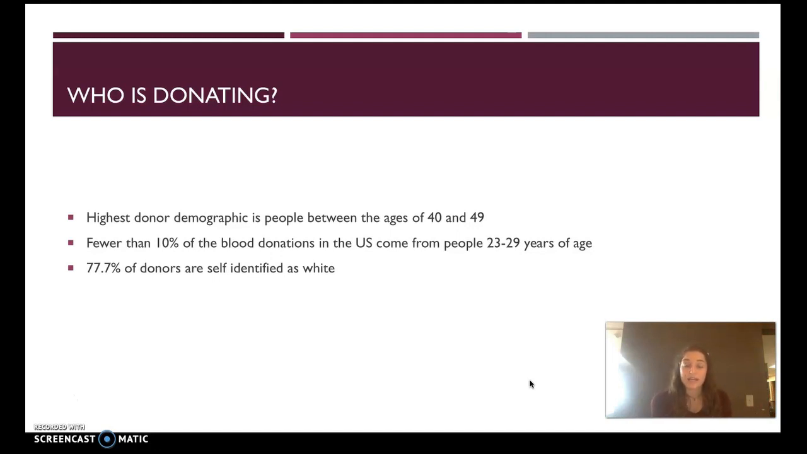Also, there is a race and ethnicity inconsistency with donors. 77.7% of donors self-identify as white, so that leaves very few percentages of different ethnicities who are donating, and this is something that we would like to target because we would really like to increase the donations at all and to increase the diversity of the donations.